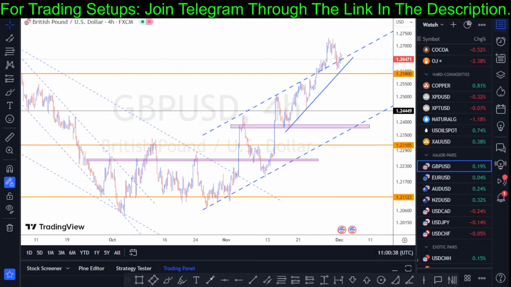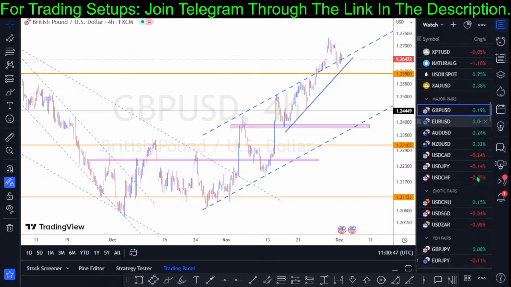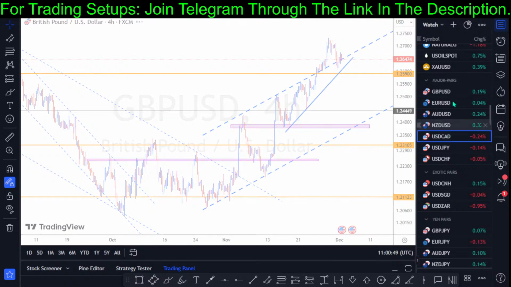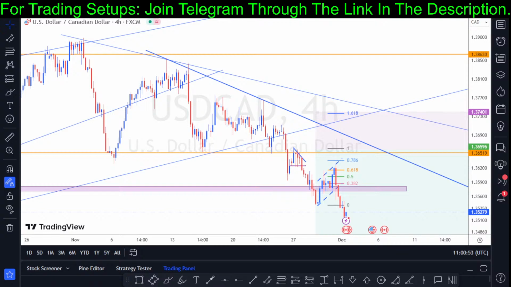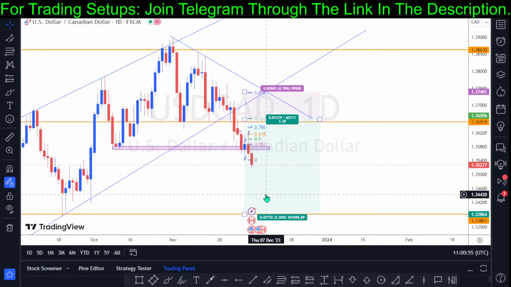So guys, the first asset we're going to be going through right now is the USD paired against the Canadian dollar. So let's go through this asset. This is what we have right now on the 4-hour chart. And let's check on the day chart. This is what we have on the day chart.